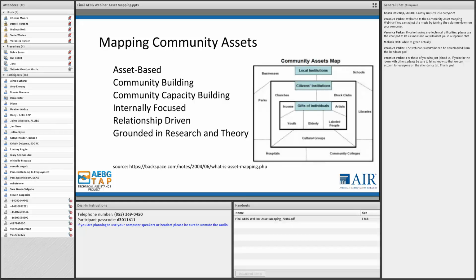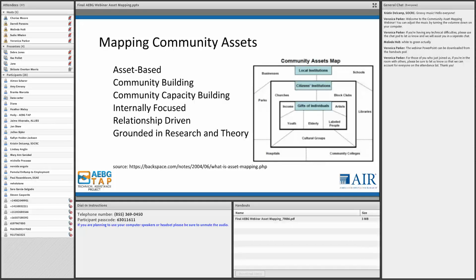So when you're focused on community asset mapping, you replace conversations about what is wrong in the community with conversations uncovering the hidden talents and gems in the community, the assets, the gifts, the talents, the dreams, the hopes, and fears of individuals in that community.